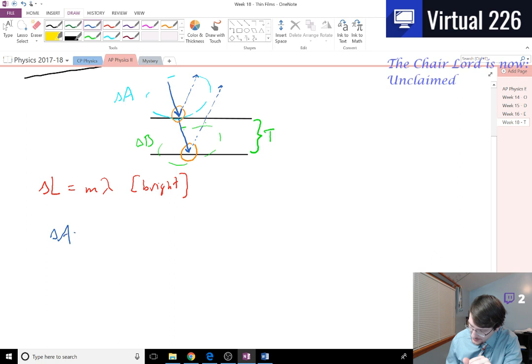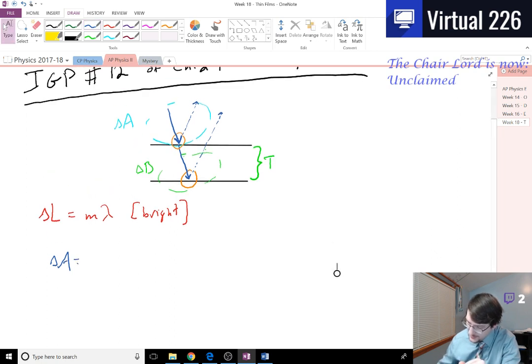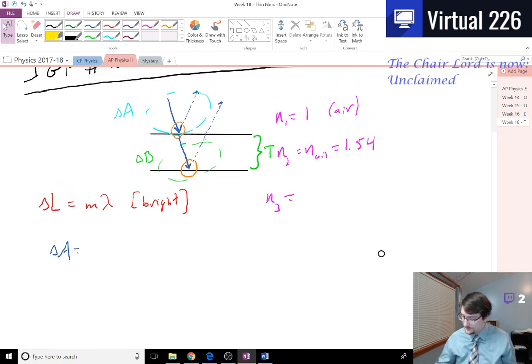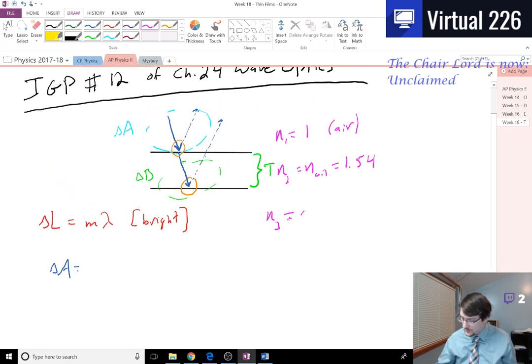So for delta A, let's find that. In order to do it, we need to know the index of refraction of our various layers. This up here, N1 is air, so it's just a value of 1. We know N2 is the oil, 1.54, and N3 is the back edge of the oil, or like the hard ground. And this index of refraction here, we could call it like infinite.